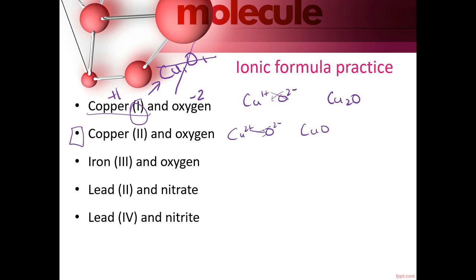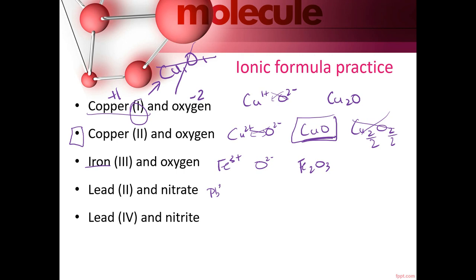Be careful if you do the flip and switch. You're going to get Cu2O2. I can reduce these down by dividing both by 2 to get that CuO. This is wrong. This is correct. Iron 3 and oxygen, we're going to have Fe with 3+ charge. Remember that iron's symbol is Fe. Oxygen has a -2. We can flip and switch or use 6 as a least common multiple, and you're going to get Fe2O3.